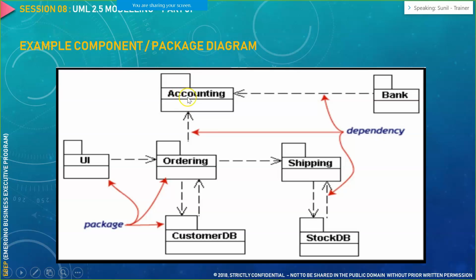So here we would have an accounting package, a banking package, an ordering package, shipping package, UI package, customer database package, and stock database package. Bank has a dependency with account, order has a dependency with account, UI has a dependency with order, order has a dependency with customer database, and it's bidirectional. Customer database also has a dependency with order, and order in turn has a dependency with shipping.